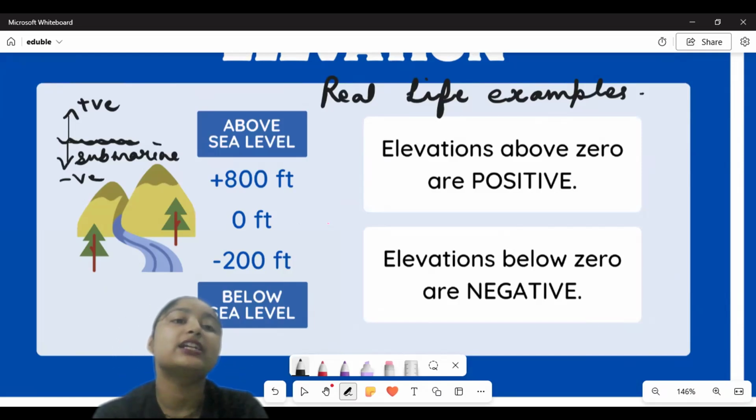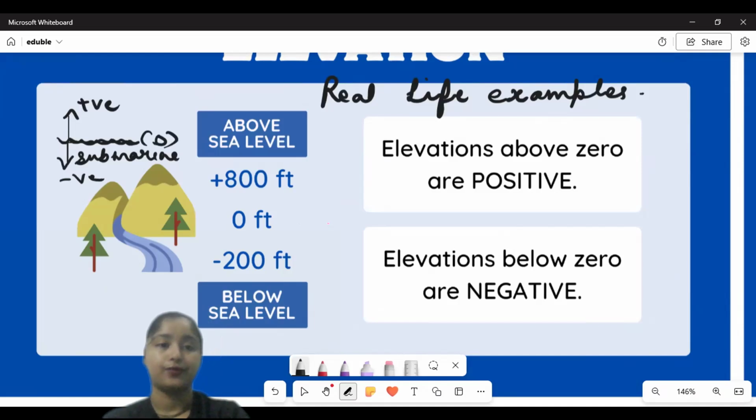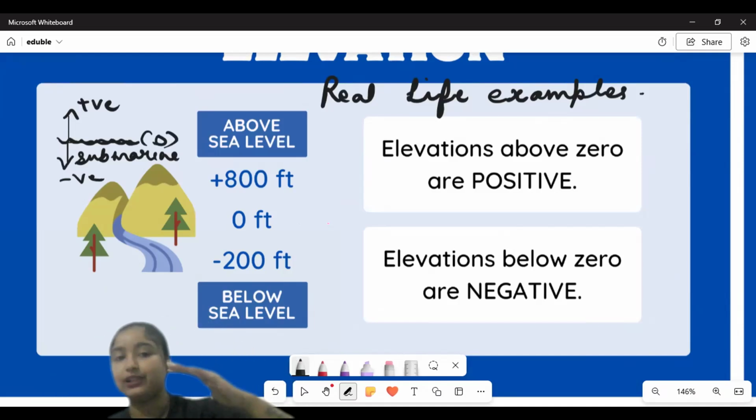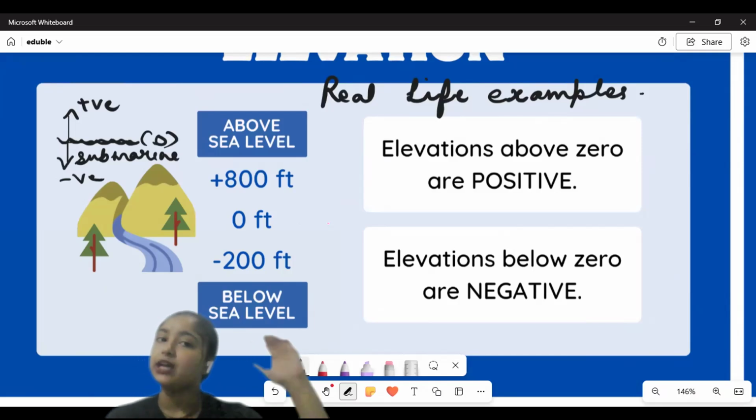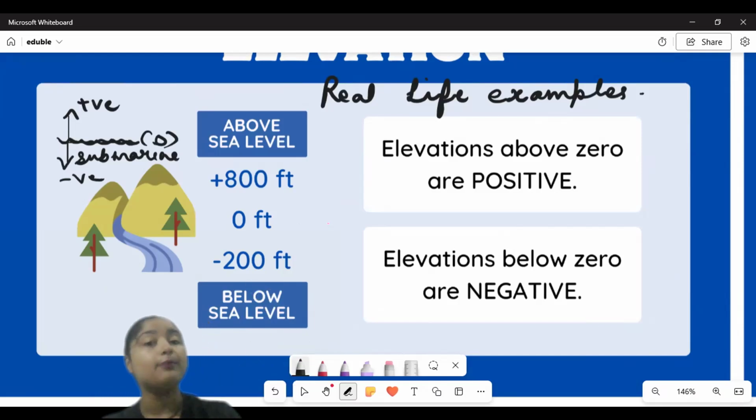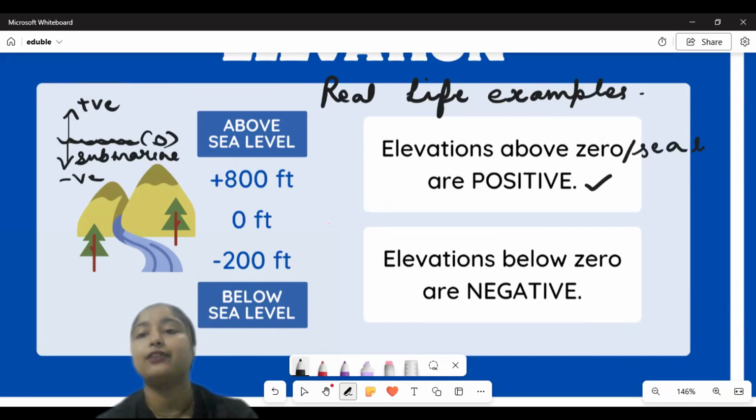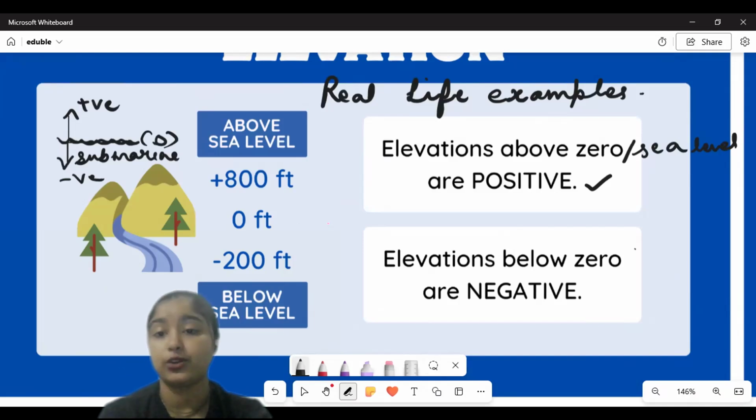The sea level, you can consider this as a zero, neither negative nor positive. So below the sea level would be negative, and above the sea level would be positive. So elevations above zero are positive, in terms of the sea level. So elevations above sea level are positive, and elevations below zero or sea level are negative.